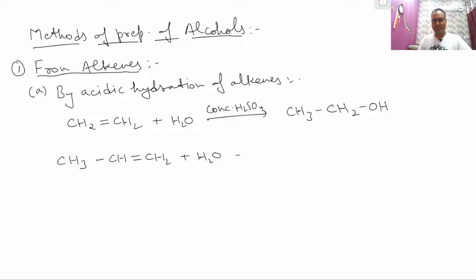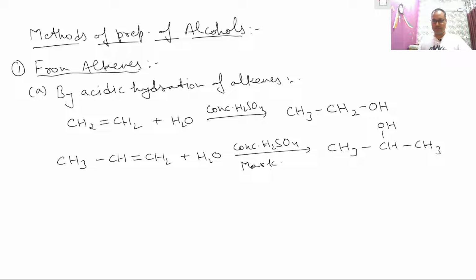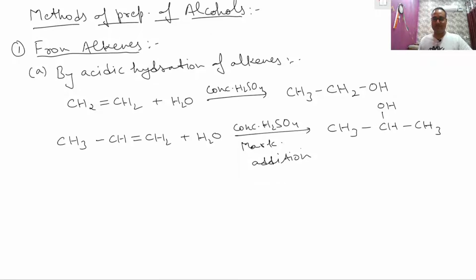If we have an unsymmetric alkene, that is CH3 CH double bond CH2, and we are going to add water to it, then also we will be using concentrated H2SO4, leading to the formation of secondary alcohol, and the addition of water is taking place by Markovnikov addition. That is, negative part of the reagent gets attached to that carbon of the double bond which has lesser number of hydrogen atoms on it.